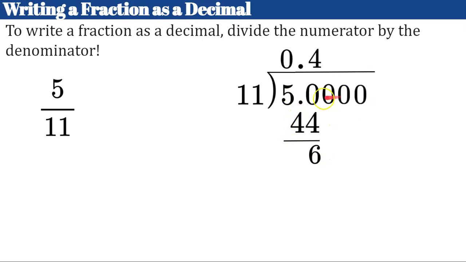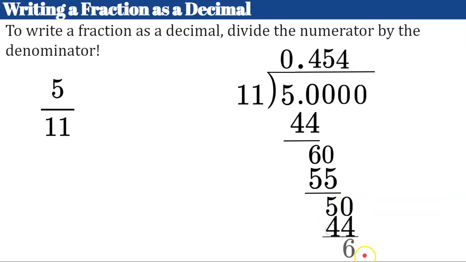I need another 0. I'm going to add a bunch. You can add as many as you need. Bring down the 0 because 11 does not go into 6. 11 goes into 60 5 times. 5 times 11 is 55. 60 subtract 55 is 5. So I still have a remainder, so bring down another 0. 11 goes into 50 4 times. 4 times 11 is 44. The 50 subtract 44 is 6. I'm going to bring down another 0. And I know that 11 is going to go into 60 5 times because 5 times 11 is 55.